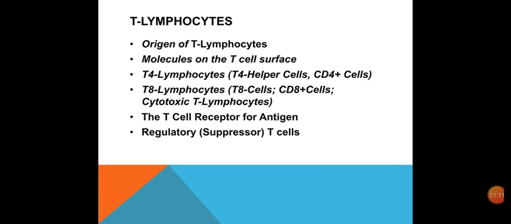Second, we have the T lymphocytes. We will study the origin of T lymphocytes and molecules on the T cell surface. There are two main types of T lymphocytes, T4 lymphocytes or CD4 positive cells, and T8 lymphocytes or CD8 positive cells, or cytotoxic T lymphocytes. Then we will study the T cell receptor for antigen and another type known as regulatory or suppressor T cells.